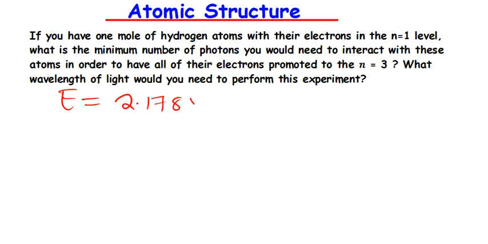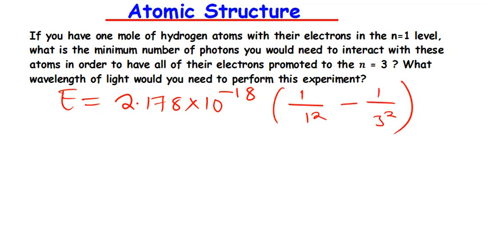2.178 times 10 to the power negative 18, this is in terms of joules, multiplied by 1 over 1 squared minus 1 over 3 squared, where the 1 is representing the initial level and the 3 is representing the final level. So that's the formula that I'm actually using.